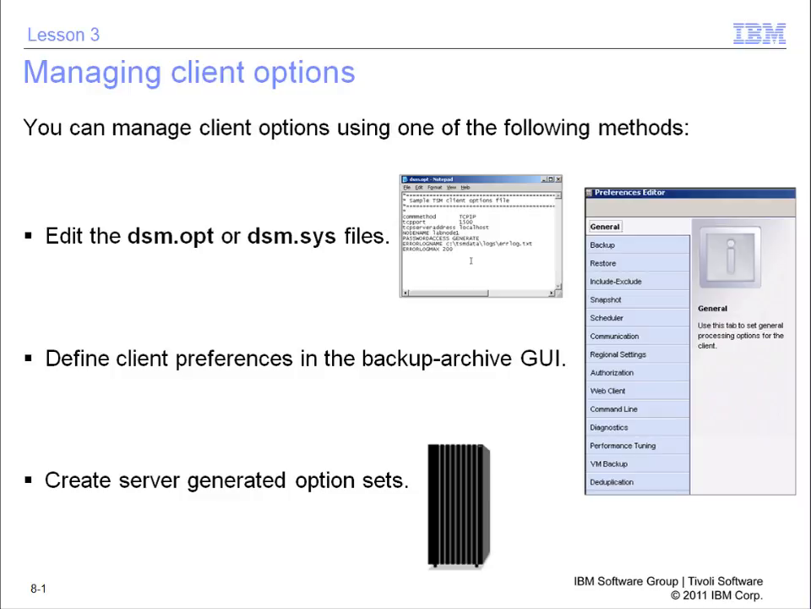You can set up your dsm.opt file or client preferences using the backup archive GUI or by editing the dsm.opt or dsm.sys file. This is a text file that you would work with using, say, Notepad in Windows or VI in Unix. We'll show you a close-up of it in a minute. You can also create server-generated option sets. This is where an administrator would create option sets for multiple clients.